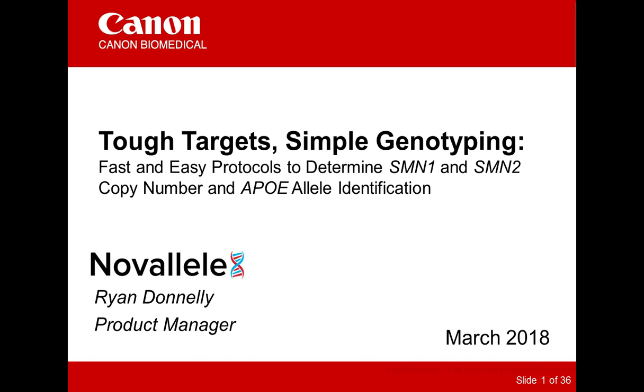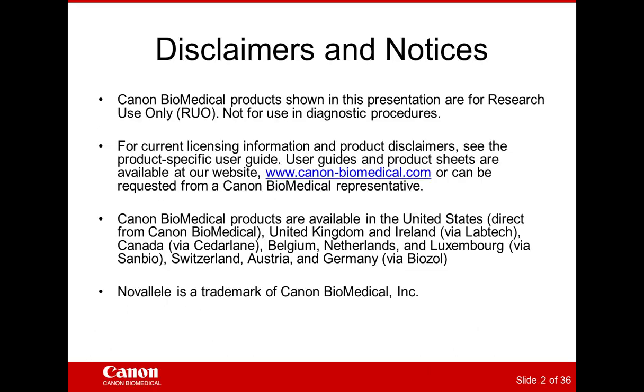We're excited to bring to you today some really quick and simple protocols for some traditionally difficult to analyze targets, specifically copy number changes related to the SMN1 and SMN2 genes, as well as how you can go about investigating common SNPs in the APOE gene.